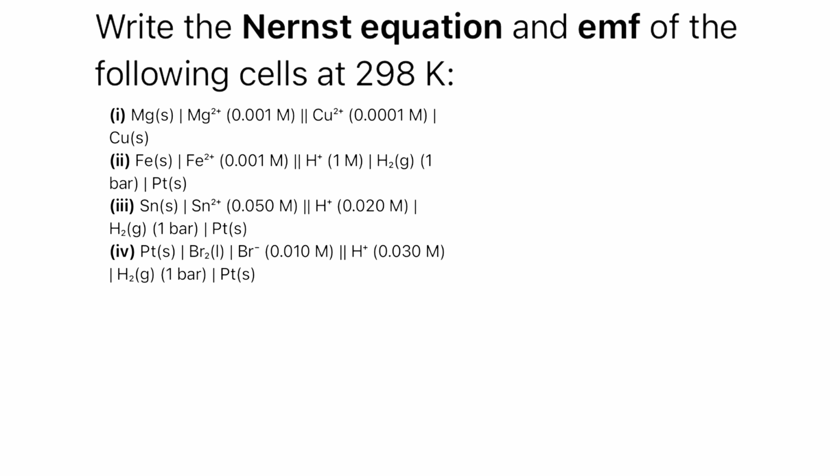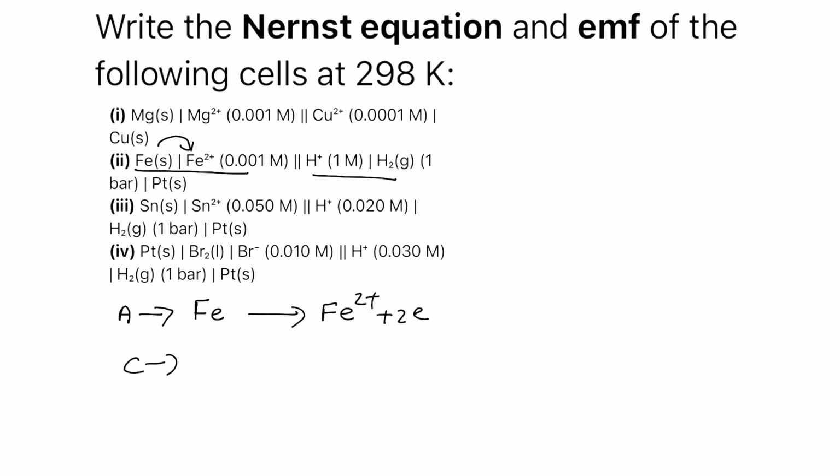See, in the second question, on the left side of the double line you can see iron, right? So anode is iron. And on the right side, you can see SHE. So cathode is SHE. So we can write the anodic reaction and cathodic reaction. On anode, Fe undergoes what? Oxidation, right? And becomes Fe2+. So Fe becomes Fe2+ plus 2 electrons. Now on the cathodic part, what will happen? See, H+ is becoming H2, right? So 2 electrons and 2 hydrogen ions.